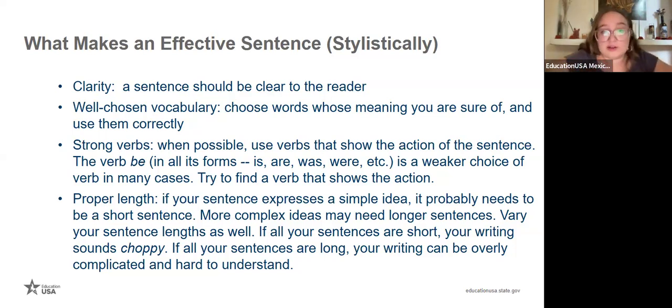If all your sentences are very short, your writing sounds choppy. If they're all too long, it can be overly complicated and hard to understand. Again, you have to keep the reader engaged.